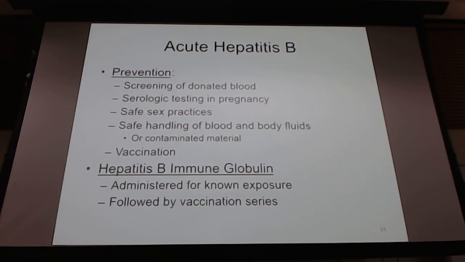Careful with that, screening for donated blood, serology testing during pregnancy, safe sex practices, safe handling of blood, bodily fluids, and then we want to come back around to that vaccination. So there is a hepatitis B immunoglobulin that's for known exposure. That is going to be a healthcare provider. That's what they're going to give them. They're going to test the patient's blood, they're going to test their blood, and they can potentially give this, and then you get a vaccination after that.